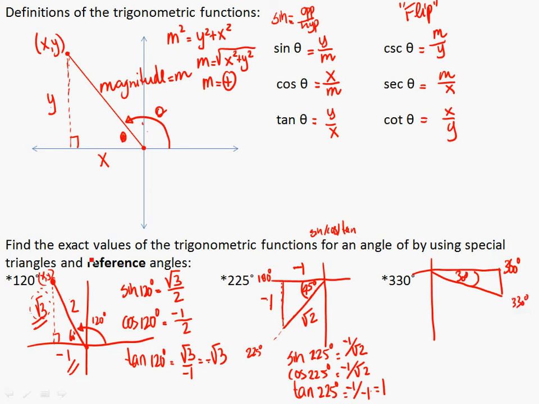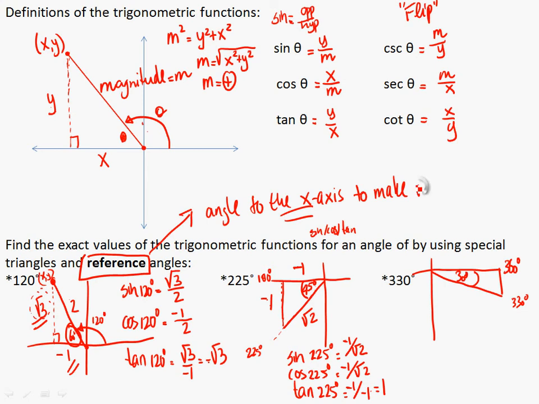Alright, so the reference angle, guess what that is? The reference angle is the angle that we end up using. And it's always made with which axis? The x or the y? Yeah, you always make it with the x. So the reference angle is the angle to the x-axis, always, that we draw to make a 90-degree angle, right? Do you guys see that?